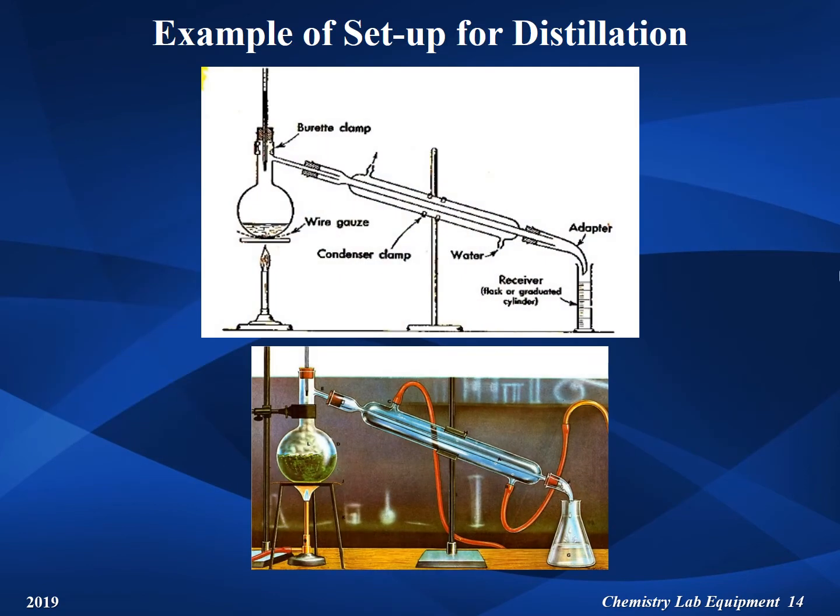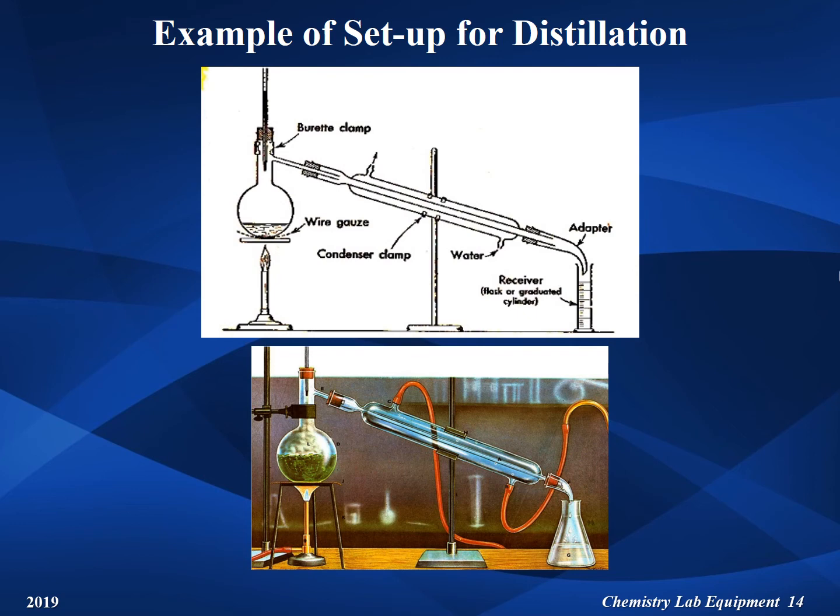These diagrams show a typical setup for distillation of a liquid mixture using many of the items mentioned previously. On the left is a boiling flask fitted with a thermometer inserted into a one-hole rubber stopper. The flask is held to the ring stand at its neck by a burette clamp, and it rests on a wire gauze mounted on a ring. A Bunsen burner is used to heat the liquid.